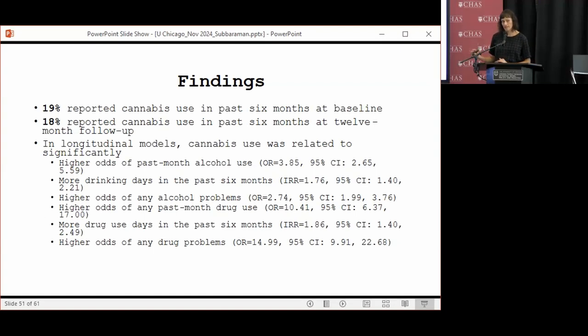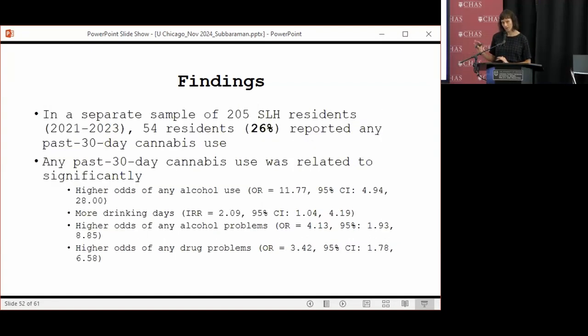We replicated this analysis in the helping sample, among the 205 residents from the helping sample. And things were kind of even worse in that one. In this sample, almost a quarter were reporting recent cannabis use. That's in the past 30 days now, not the past 6 months. And this was related to significantly higher odds of alcohol use, more drinking days, higher odds of alcohol problems, and higher odds of non-cannabis drug problems.